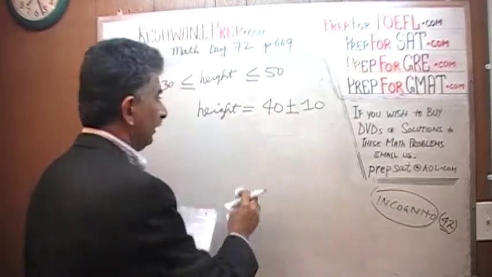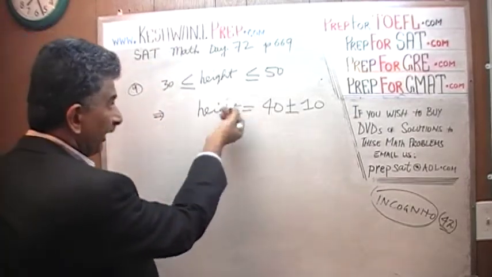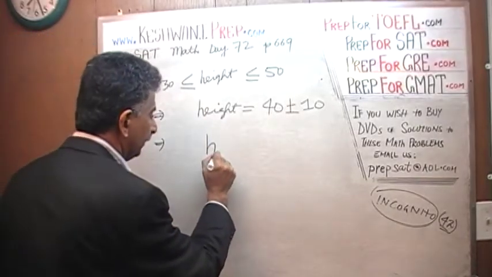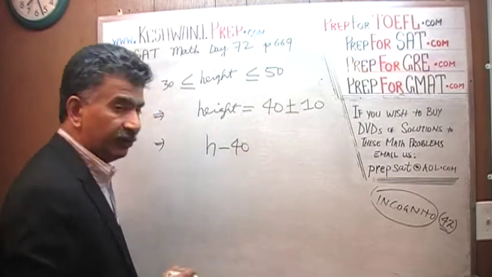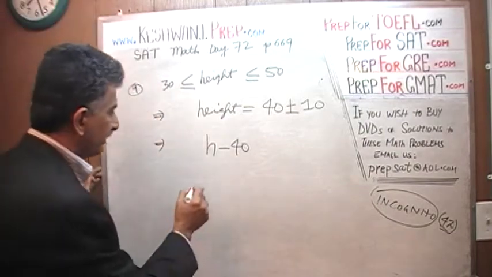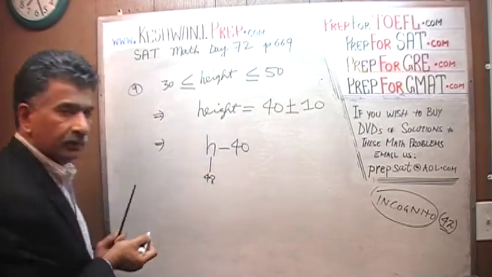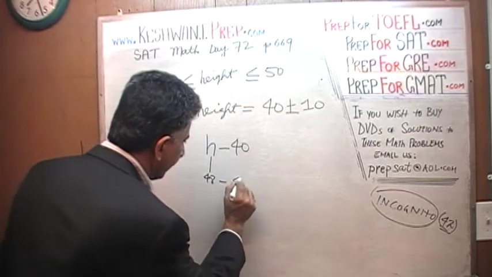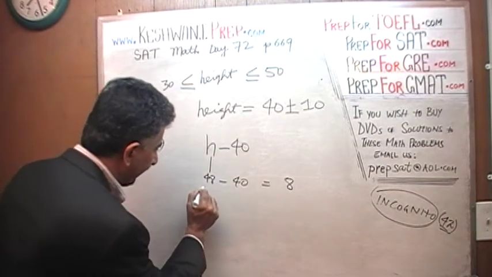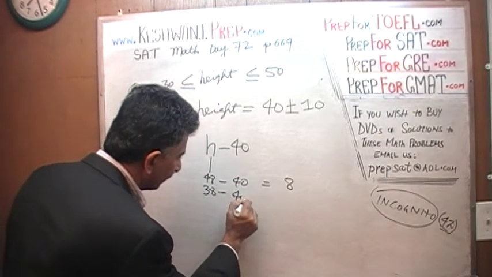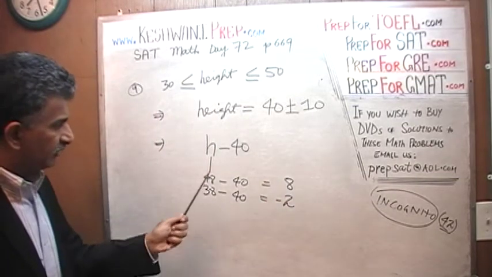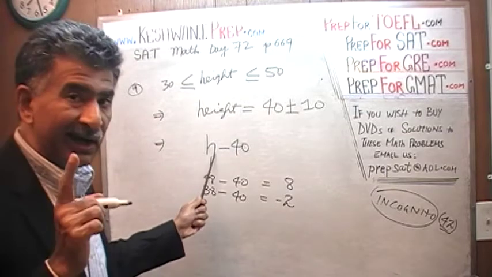Another way of conveying the same concept is like this. The height of the child minus the 40 inches, this difference, listen very carefully. Let's pretend that we have a child whose height is 48 inches. If it's 48 inches, then 48 minus 40 will be 8. On the other hand, if the child's height happens to be 38, 38 minus 40 is negative 2.